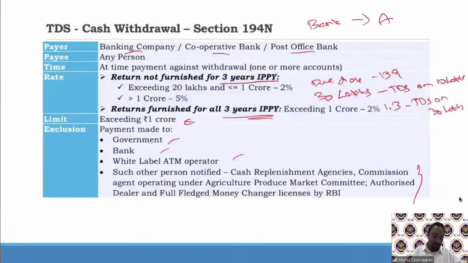Such other persons, cash replenishment agency, similar to this ATM operator only, and agriculture produce market committee, are also not covered. Authorized dealers and full-fledged money changers, who are dealing in foreign currencies, are also not covered. So typically that is the provision.